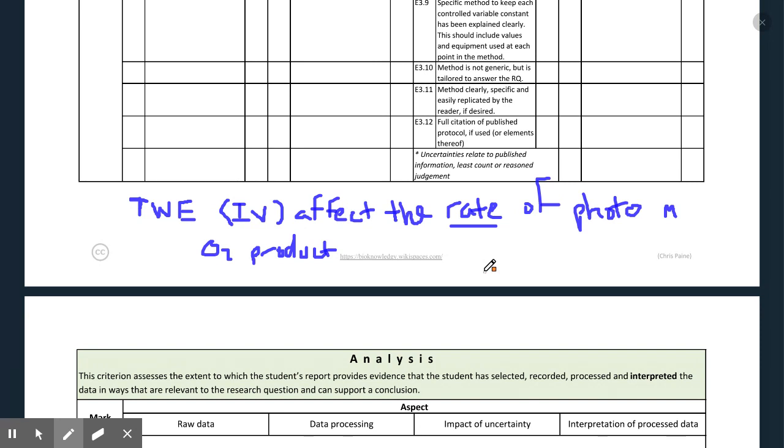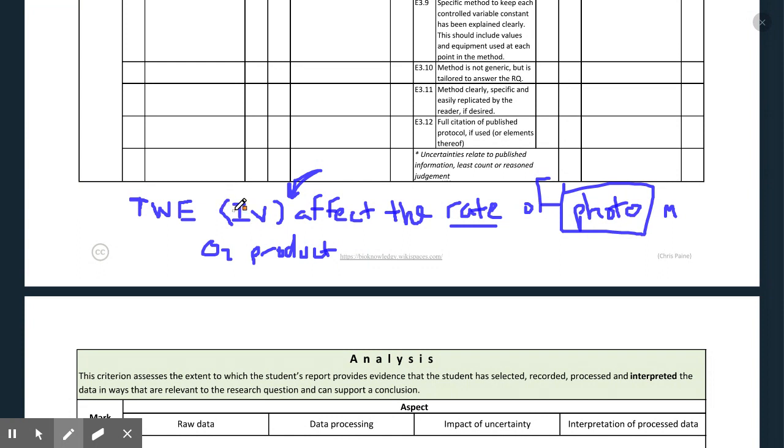If you remember, I said be as specific as possible. Talk about the plant that's being used in the experiment, because that could play a role in your data. Also, the independent variable here, to what extent does light intensity affect? Light intensity, talk about how you manipulated light intensity.